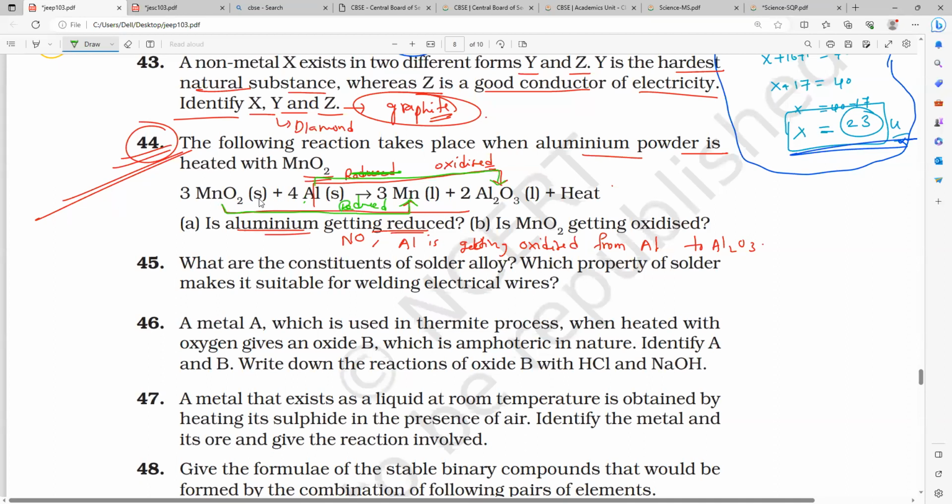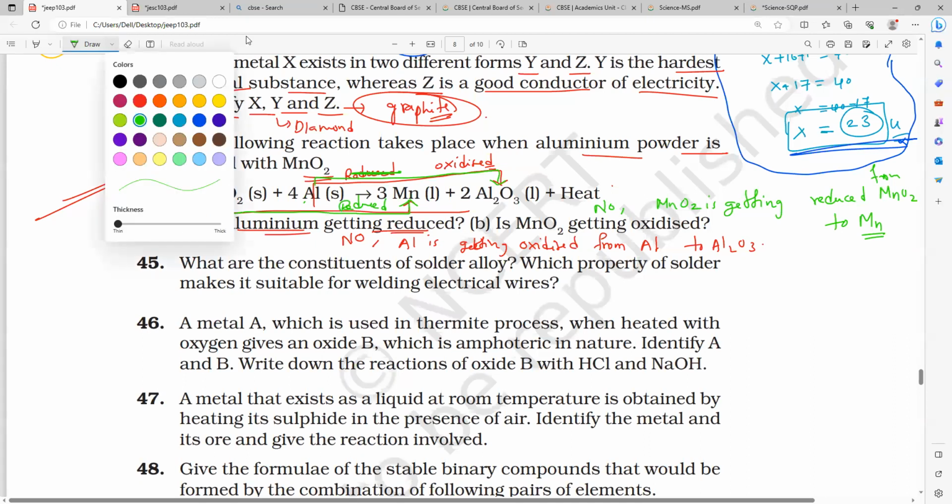Now, the second one: is MnO2 getting oxidized? No, sir. MnO2 is getting what, everybody? Reduced. MnO2 is getting reduced, from MnO2 to Mn. Mn means what? Harini, still you don't know what Mn means?